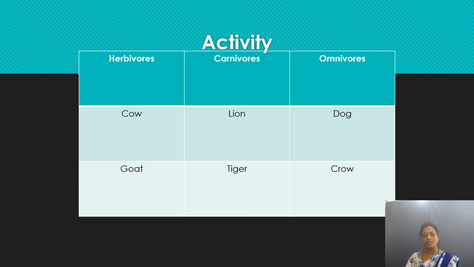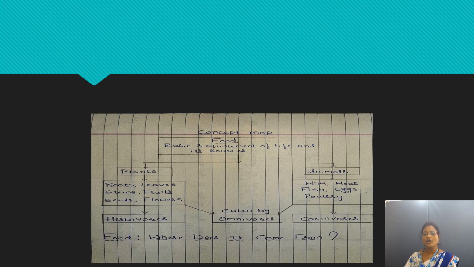Here is an activity: you should make a column and write separately. Herbivorous: cow, goat, and you can write a few more examples. Carnivorous: lion, tiger. And omnivorous: the examples are dog, crow. So these are the examples of herbivorous, carnivorous, and omnivorous.